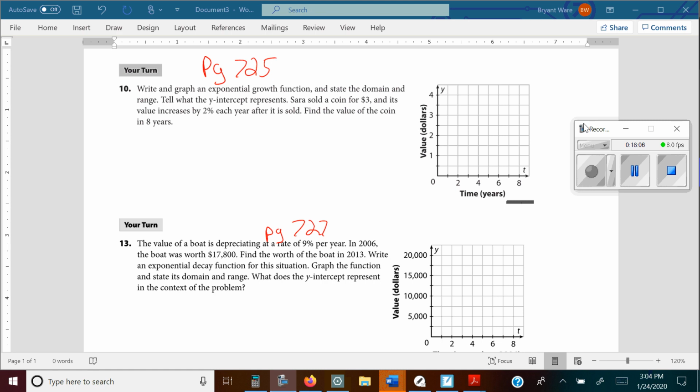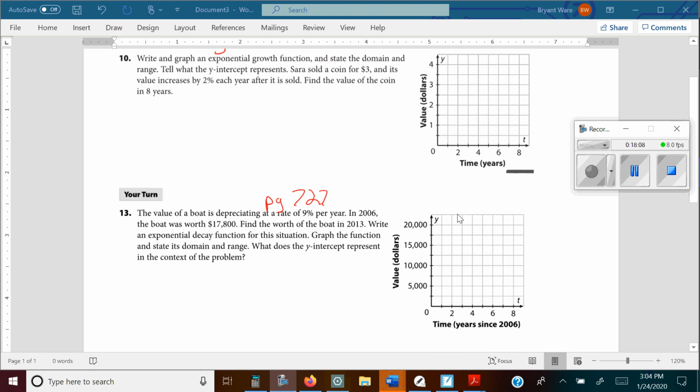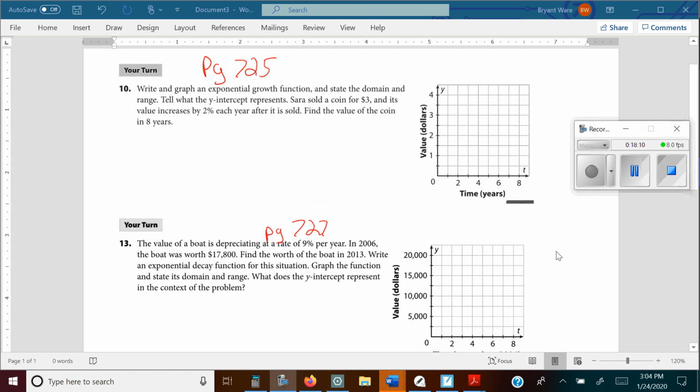All right, take a look at these two examples. You want to set up your own T-chart, and don't forget to use 0, 2, 4, 6, and 8 for your x values to plug in. And you want to write out your exponential function and find out the question it's asking. The first one here is 8 years. Then make the graph, and then tell me what the domain and range is and what the y-intercept means in context.